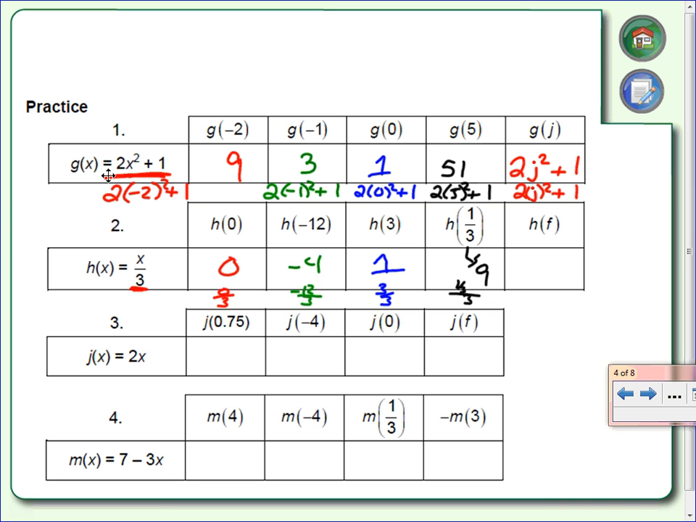And the last one over here, h of f. All we're doing is replacing the x with an f. So if we do that, what do we end up with? Not f of 3, but f divided by 3. F divided by 3.